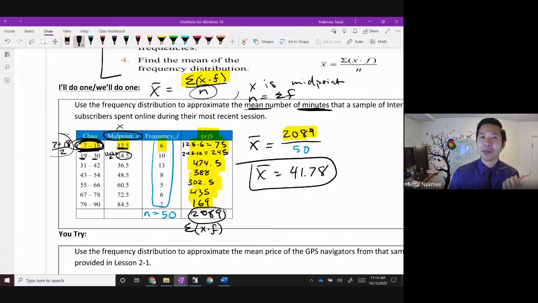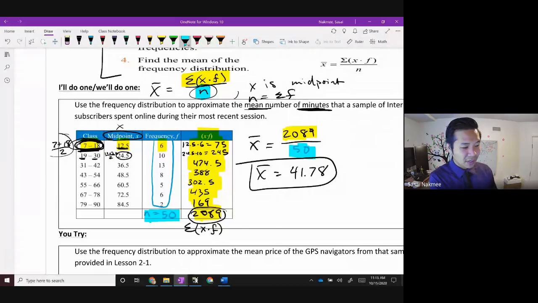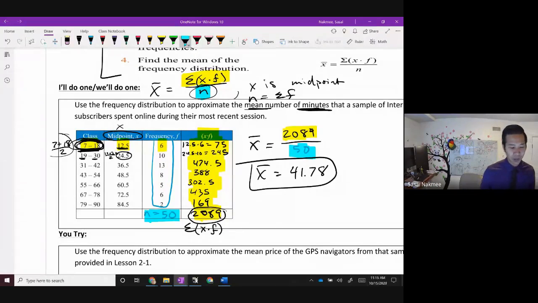Your data point times your frequency, right? And then, of course, once you get that value down there, this 2089 gets divided by the sum of your frequencies, and they just call that N. That's all it is. They just call it N, and that's what goes down here. And then once you do that, that's your answer right there, the 41.78.